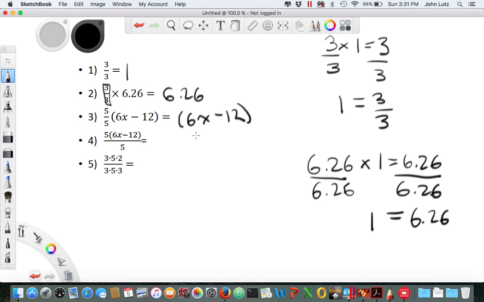Why is that important? It's important because when we get to something like this right here, 5 times 6x minus 12 over 5, this becomes 5 over 5 times 6x minus 12, which of course is just 6x minus 12. So that's why when we say that you can cancel stuff out when they're fractions, that's why you can cancel it out. Because 5 over 5 is 1. And 1 times anything is itself. That's why it cancels out.